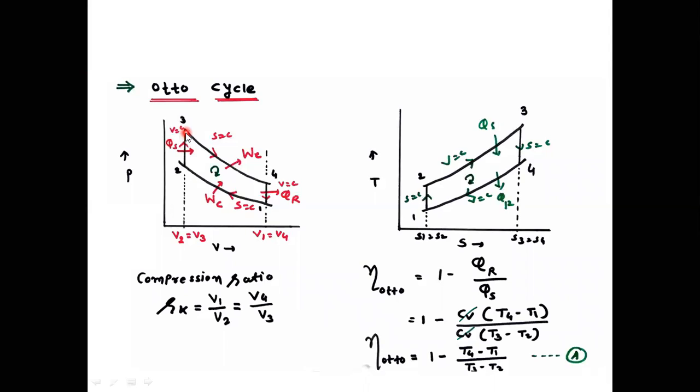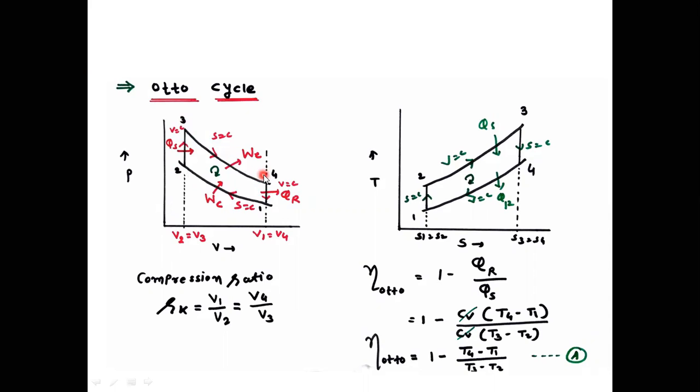Process 2 to 3 is an isochoric process and heat is added during this process. Isochoric process means volume constant process. That is why you can see here volume V2 is equal to V3 on the PV diagram. You can see here V2 is equal to V3.